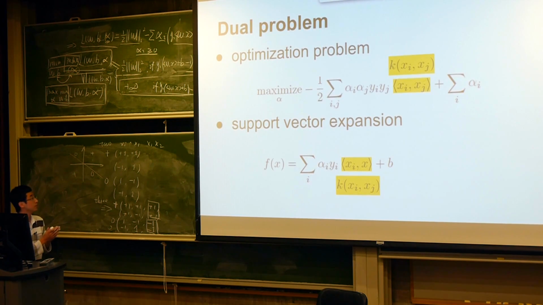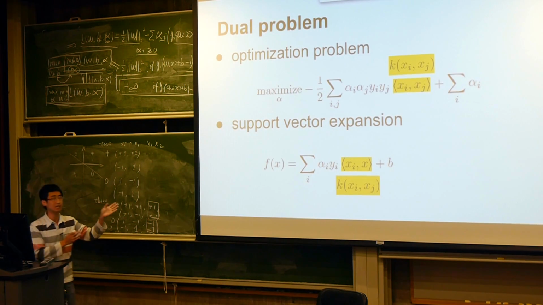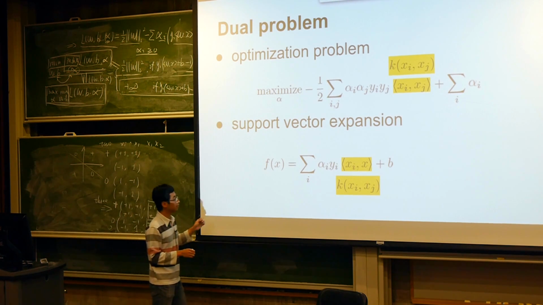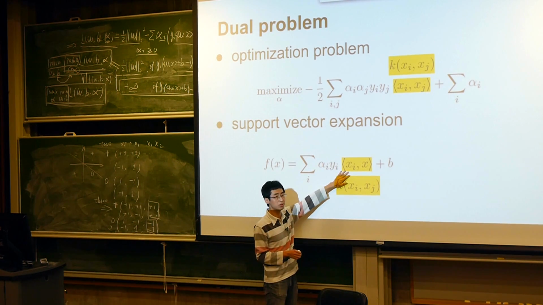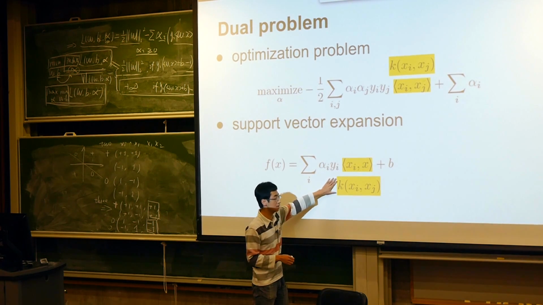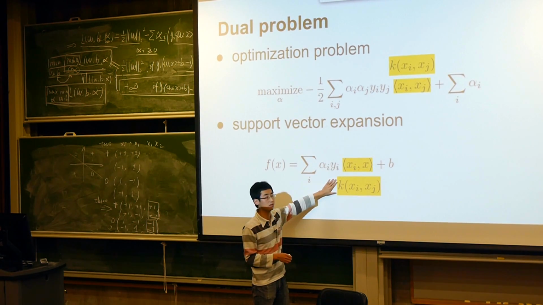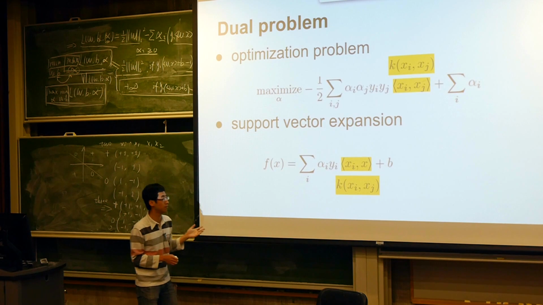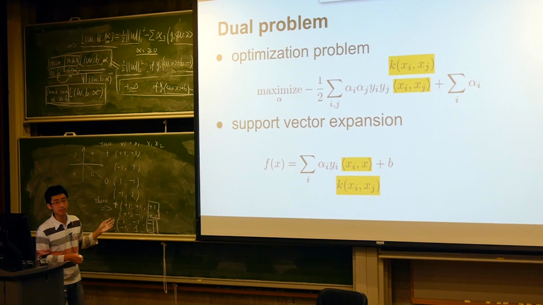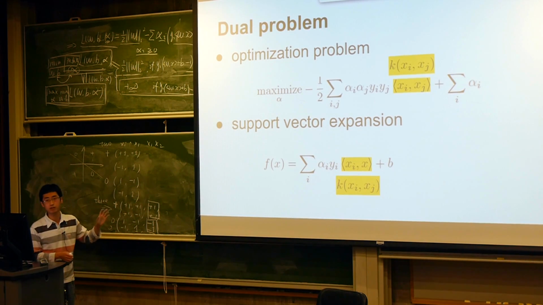Note that in the original problem, we have an inner product between xi and xj. We can replace this inner product with the kernel so that we get a kernel SVM. And in the function, we also have an inner product. We can also replace this with a kernel so that we get a kernel version of SVM. So everything stays the same, but we have a kernel here.